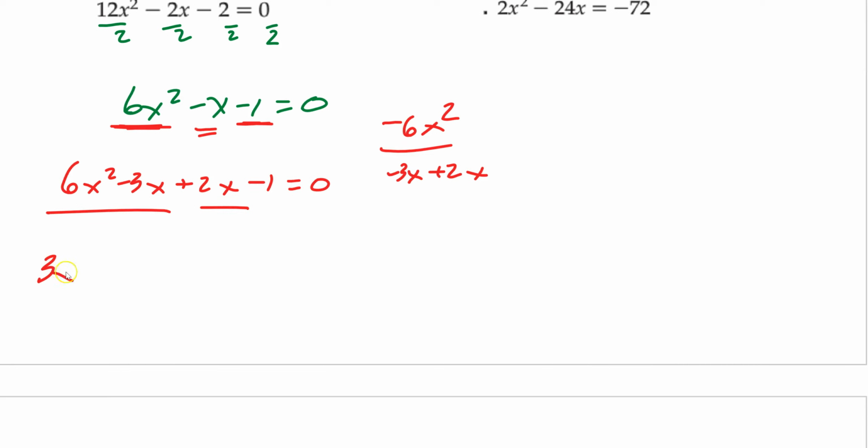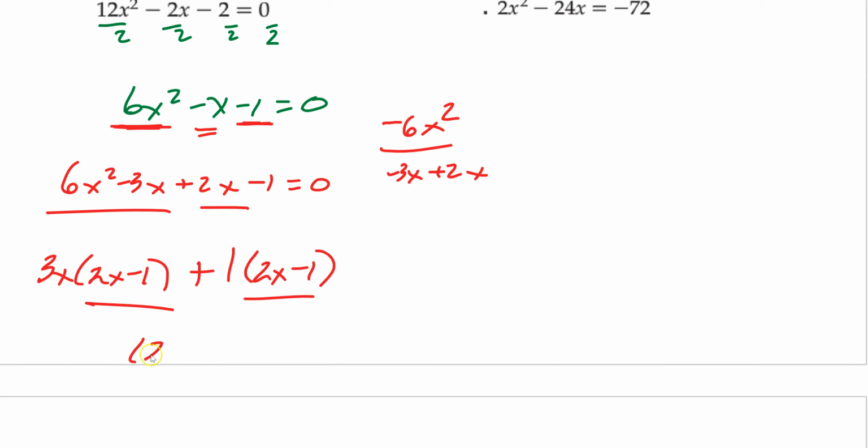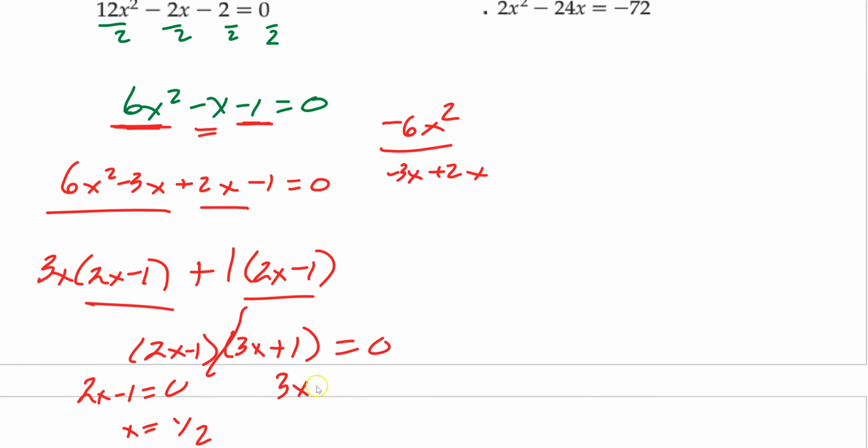These have a 3x in common. 2x minus 1. Bring down the middle sign. These have nothing in common, so remember, always pull out a 1. Factor out what they have in common: 2x minus 1 times 3x plus 1 equals 0. So we factor it, and now we split it and solve each one separately. Add 1, divide by 2. Subtract 1, divide by 3. And there you go.